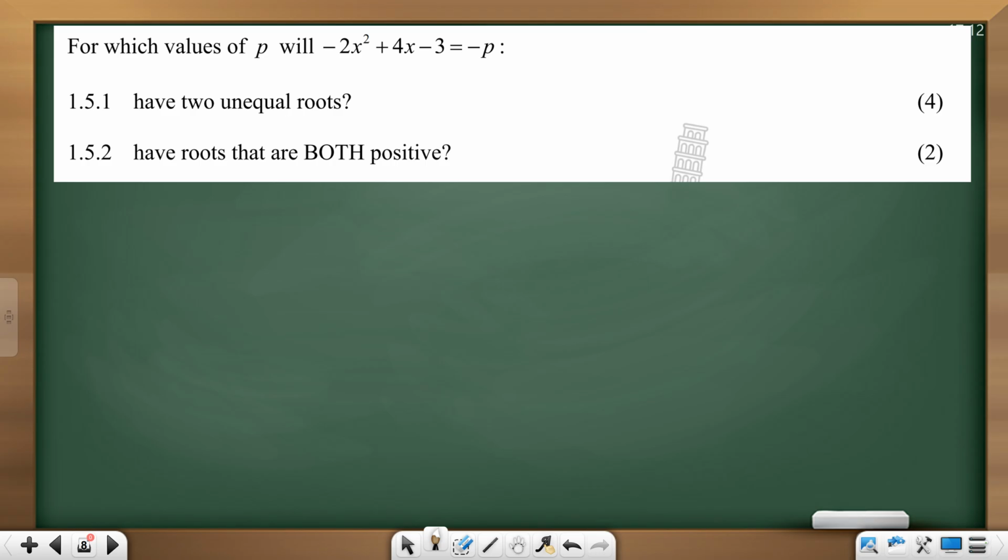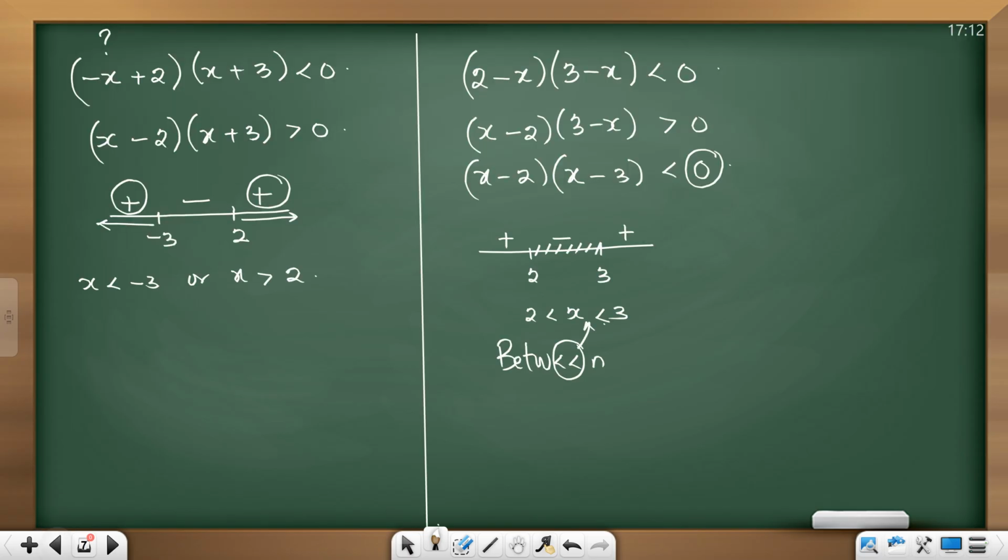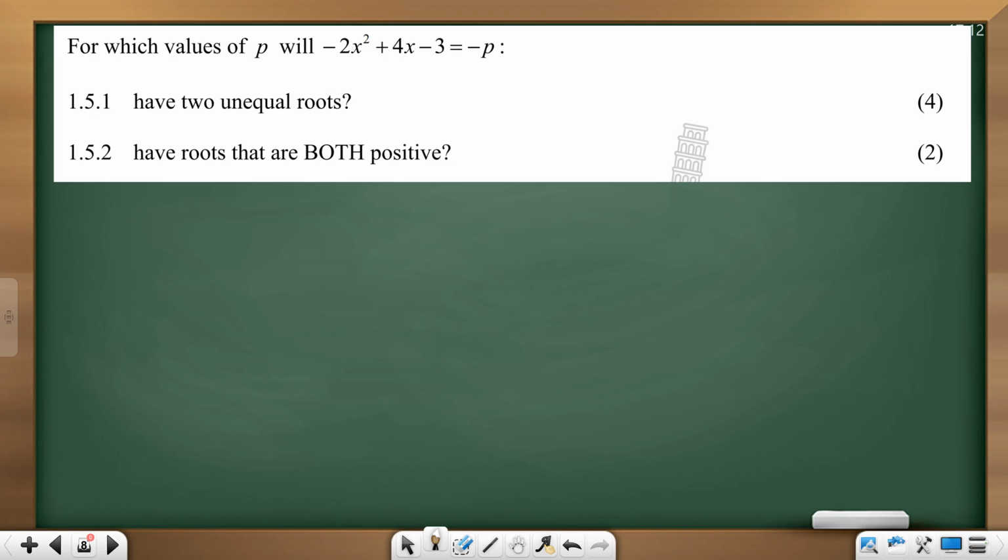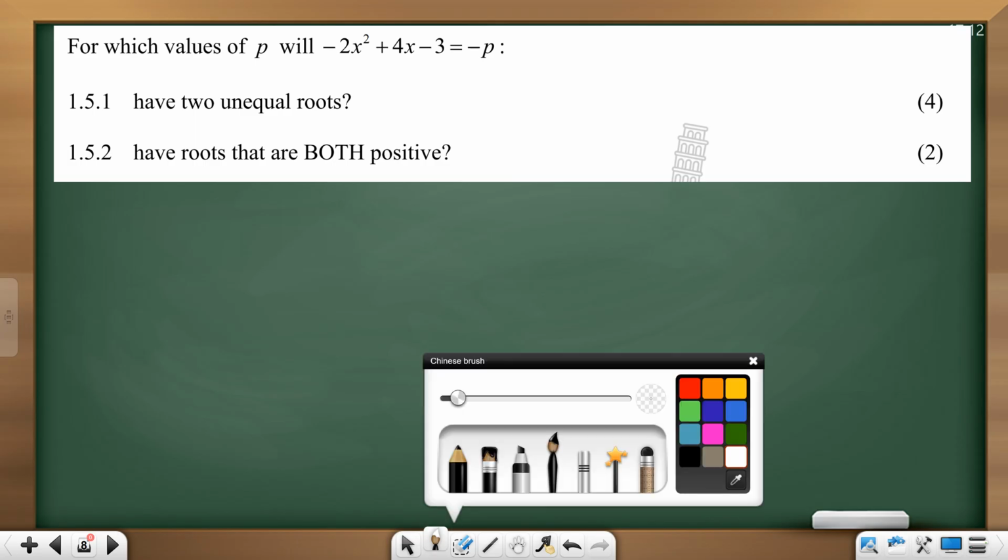All right, what are we saying here? Wait, didn't I jump? Did I jump a question? Where's my 1.4? Okay, but it's fine. We'll come back to 1.4. It says, for which values of p will that have 2 unequal roots? Okay, look, let me quickly do this for you.